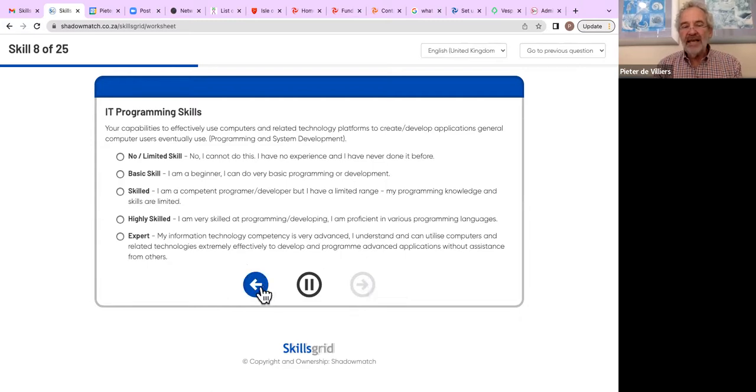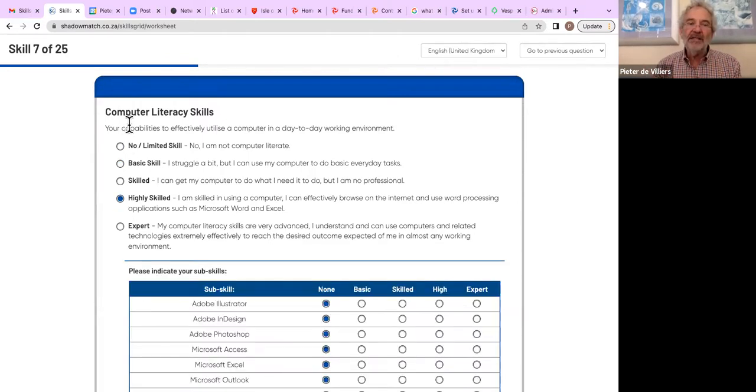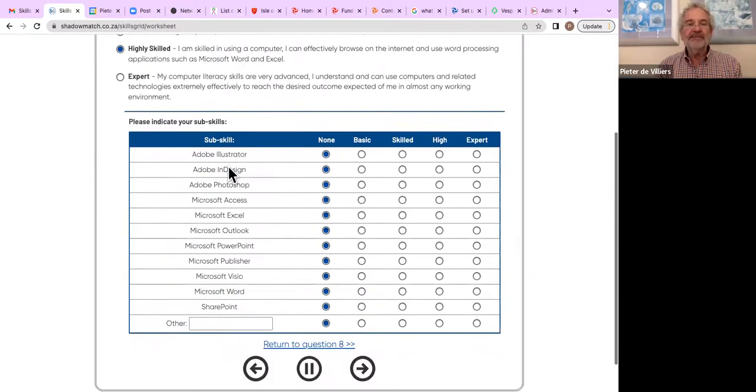But this is where some of the control factors come into place. If I say I am highly skilled in computer literacy, the system says, oh, really? Cool. Let's see if you are highly skilled. Now, I want to show you what happens. It says, okay, please indicate your sub-skills. Why do you say you are highly skilled? I want to know exactly what you mean, because it's the ability, the skill to effectively use a system.